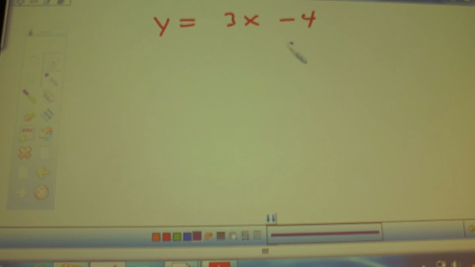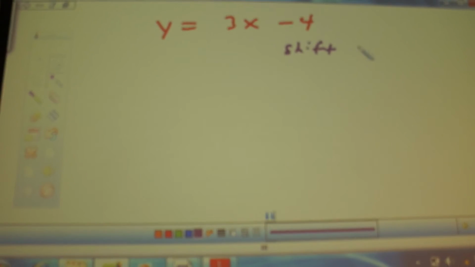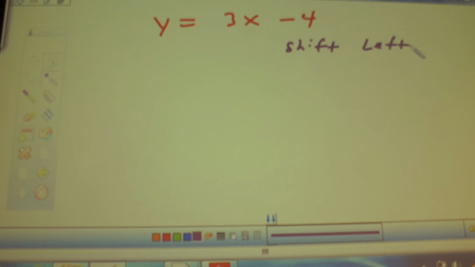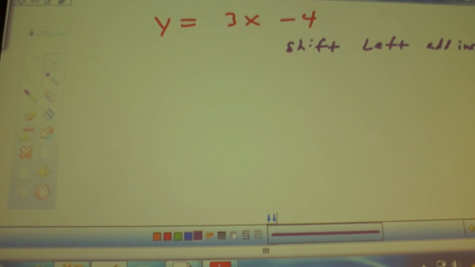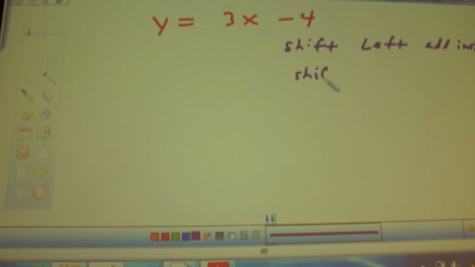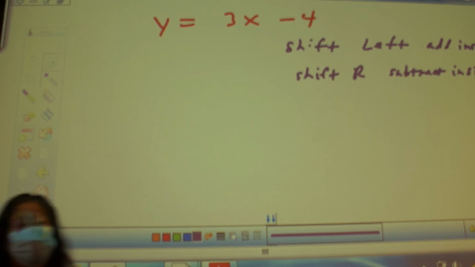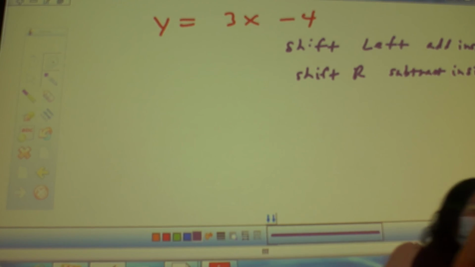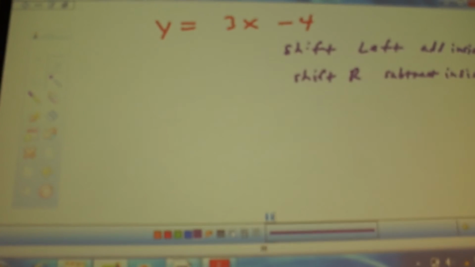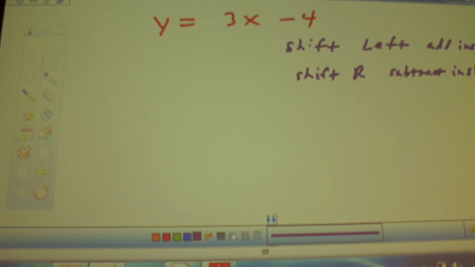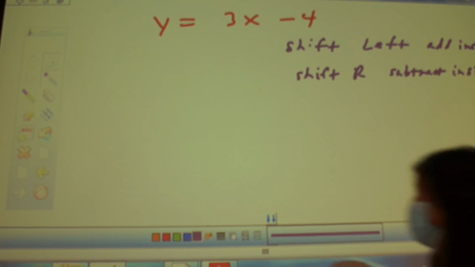If I want to shift left, then you add inside. If you're going to shift right, you're going to subtract inside. But remember, the left-right, you're doing it right inside where x is. So right where x is, you're going to do parentheses x minus whatever. Is everybody kind of okay with that part? So it's right inside where x is.